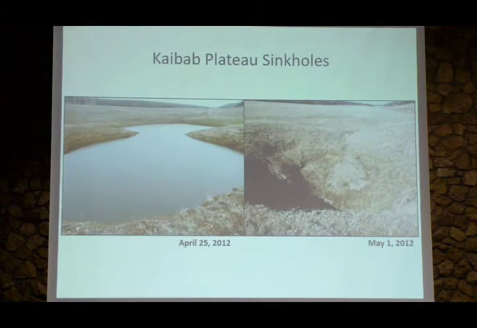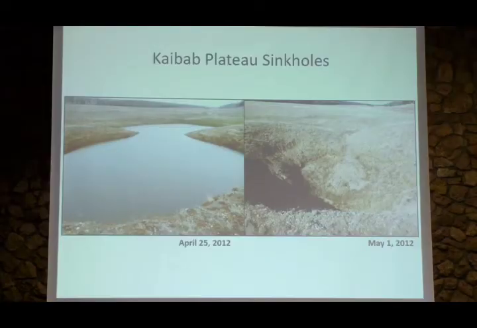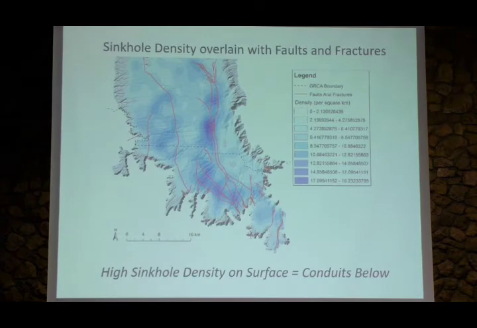Here's another example of sinkholes draining in action. So on April 25th, 2012, right as snow melt pretty much ended, the sinkhole was completely filled with water. And 7 days later, it was entirely dry. And you can actually see this sinkhole. It's in DeMott Park, right off the road. It's a dramatic hole. So we were interested in these sinkholes because we know that they drain the water.